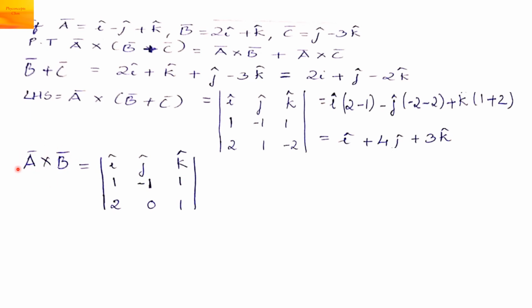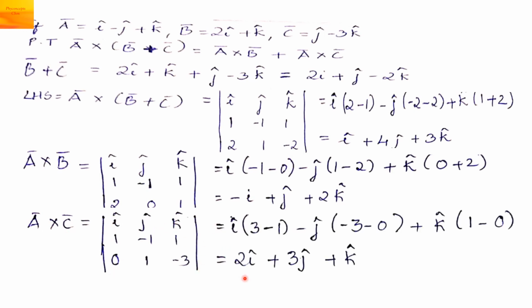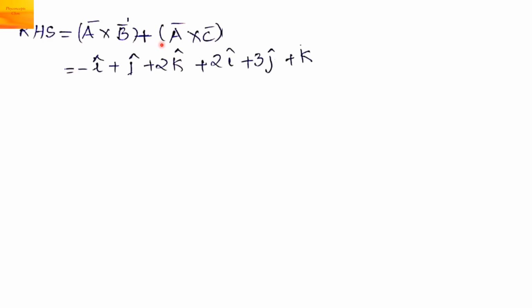On that, first we will find out A bar cross B bar in the determinant form. Solving this we get minus i cap plus j cap plus 2k cap. Also we will find A bar cross C bar. We write it in the determinant form. We solve it and we get 2i cap plus 3j cap plus k cap. Now we can find the RHS. So adding up the vectors, minus i cap plus j cap plus 2k cap plus 2i cap plus 3j cap plus k cap, we get i cap plus 4j cap plus 3k cap, and we can see that the LHS is equal to RHS.